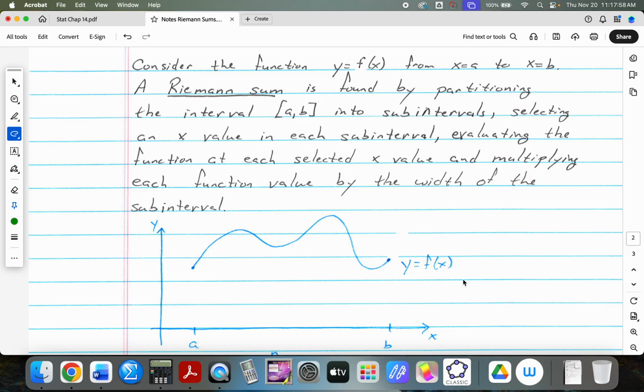Let's do it for this one. So, first thing I'm going to do is divide this up into subintervals. So here's my beginning point, my starting point.